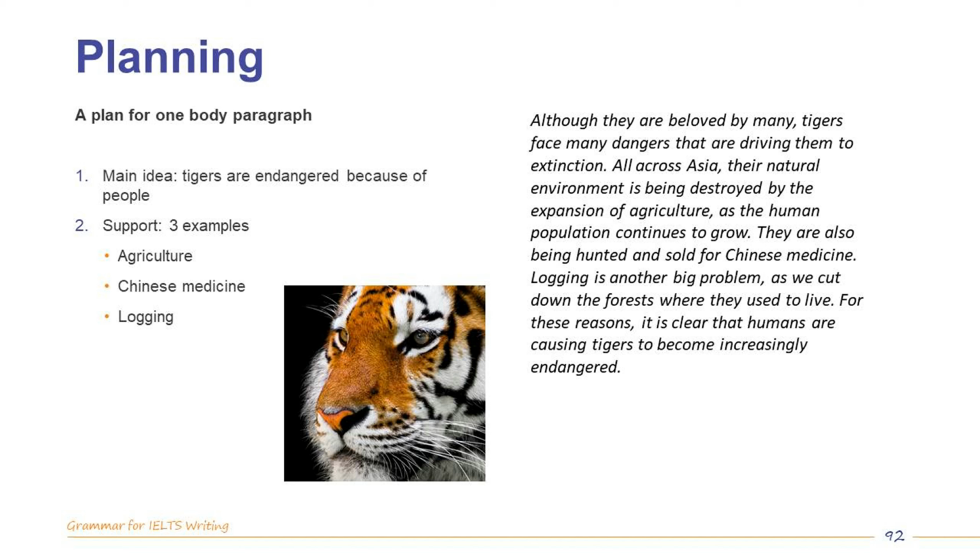When planning an IELTS essay, or any other kind of essay, you should plan out each paragraph in advance so that you know what you need to say and avoid going off topic. Let's say we have a task 2 question about conservation, and we decide to talk about tigers. Our plan for one body paragraph might simply look like this. Main idea. Tigers are endangered because of people. We want to support this with 3 examples: agriculture, Chinese medicine, and logging. This would give us a paragraph much like the following.